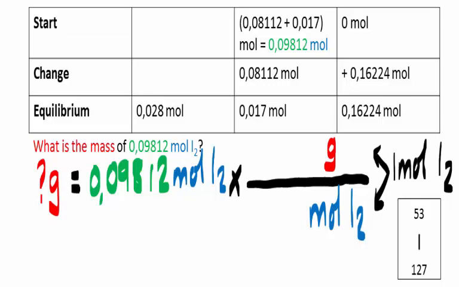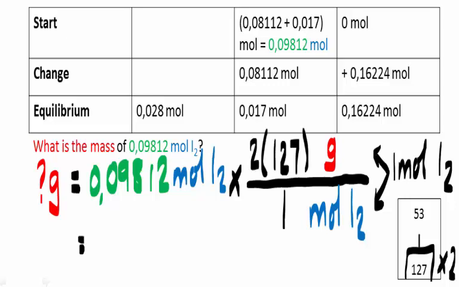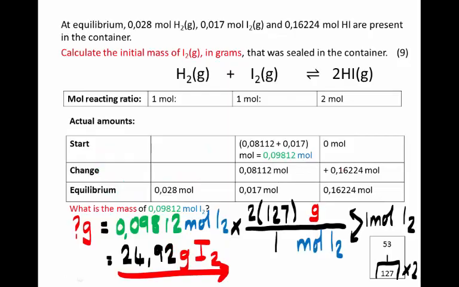1 mole of iodine is, of course, 1 mole of iodine. But what is the mass of that? Multiplied by 2 because it's I2. We do that on our calculator and we round off to 2 decimal places. And we find the answer is 24,92 grams of iodine. Let's just summarize what did we do to solve this problem, because it consists of many steps, so you can get confused.